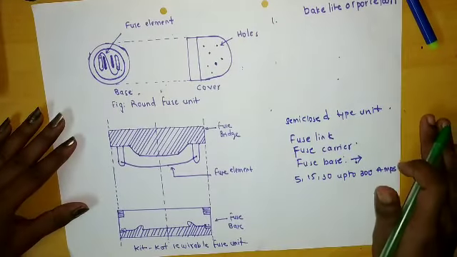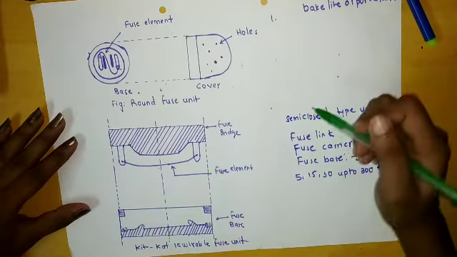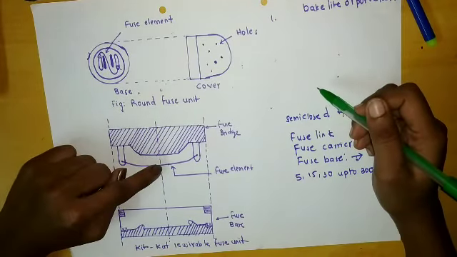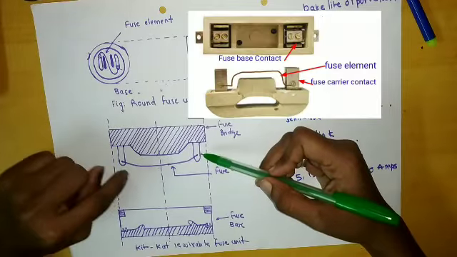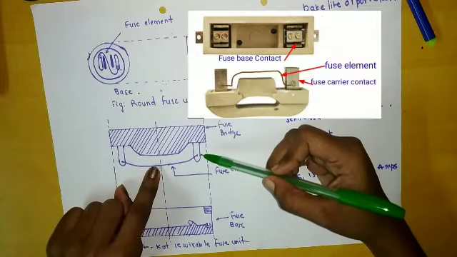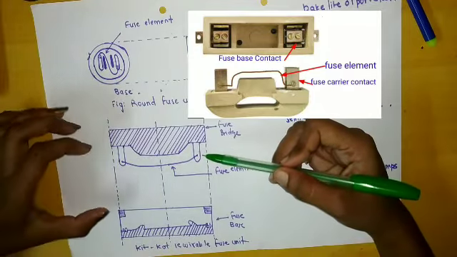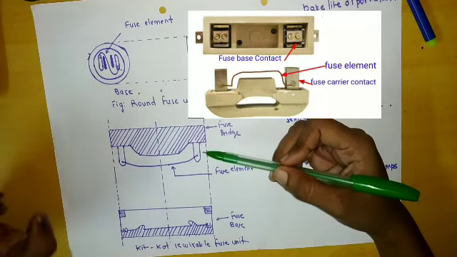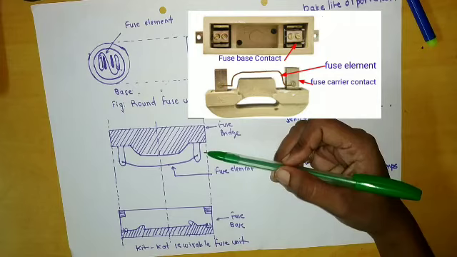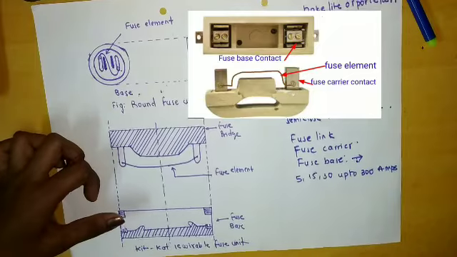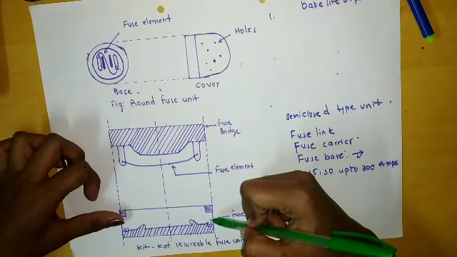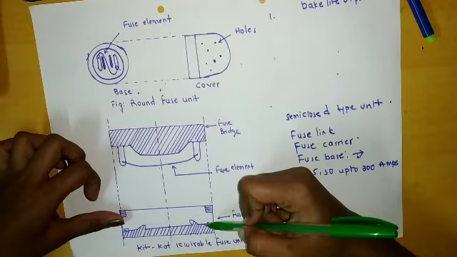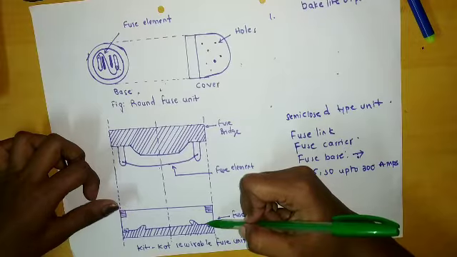Now we'll see the working and how it functions. This is the fuse bridge, the fuse element. This is the fuse base, and these are the fuse carriers where the fuse is carried. These two are separated. I'll insert the picture so you can see it and understand it very clearly. It has a porcelain base carrying the fixed contacts, to which incoming and outgoing phases are connected, and a porcelain fuse carrier holding the fuse element.